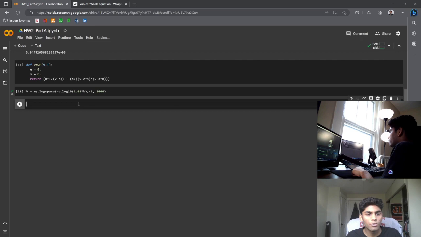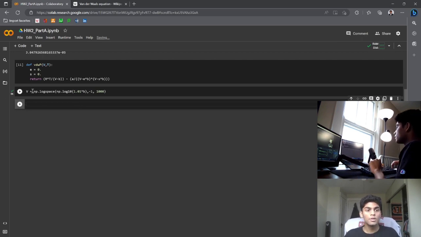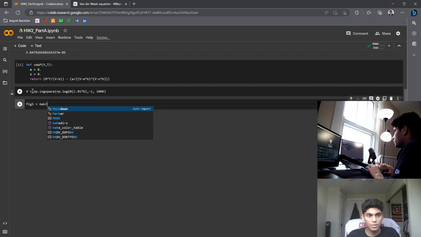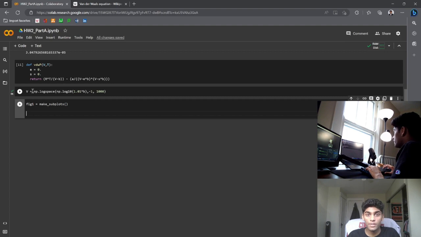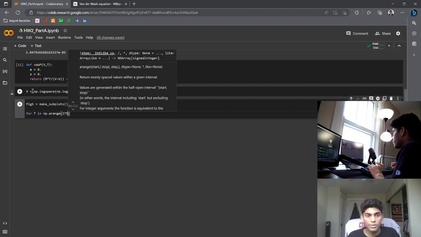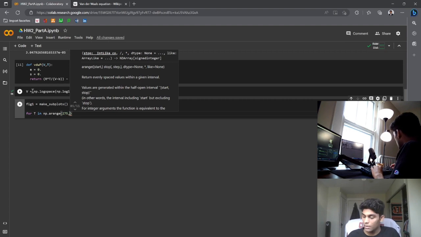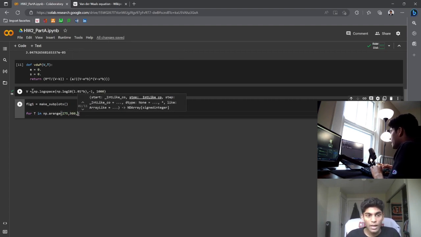Now that we've created our volumes, let's start doing some graphing. We're going to create our subplot first. So we're going to go fig1 equals make subplots. And we don't necessarily have t values yet. However, we can just use a for loop to create our t values for us. So we're going to go for t in, and we're going to use np.arange. It's going to take a starting value, 275 Kelvin, 900 Kelvin is our ending value, and we're going to go in increments of 25.